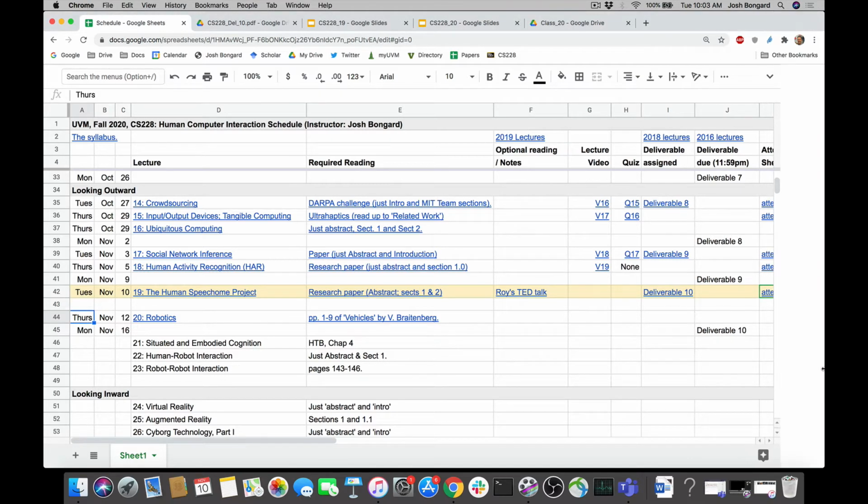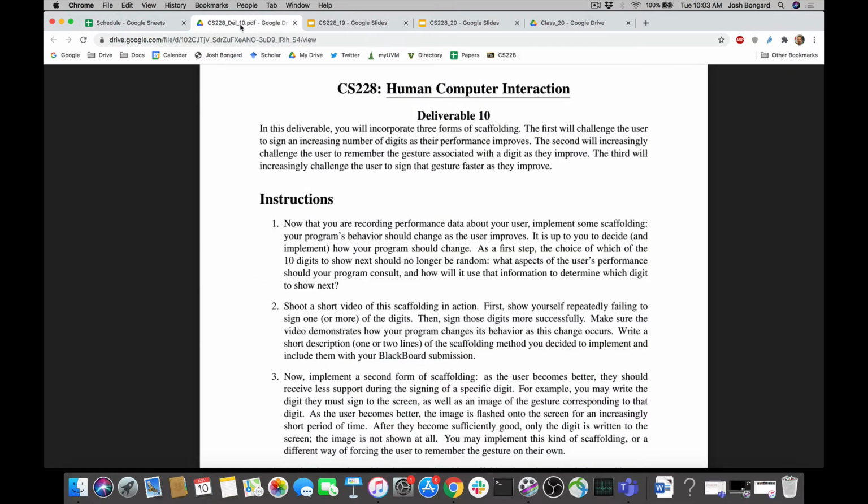And as you remember from our discussion a few weeks back, this idea of scaffolding comes from psychology, and it's the idea of helping a learner get started at a task. And as that learner starts to gain competency in the task, as we observe that growing competency, we gradually and incrementally remove the scaffold until they're able to master or perform the task without our help. So you're now moving into the stage with your final project where you're thinking carefully about how to help the user learn and be able to sign ASL digits on their own.